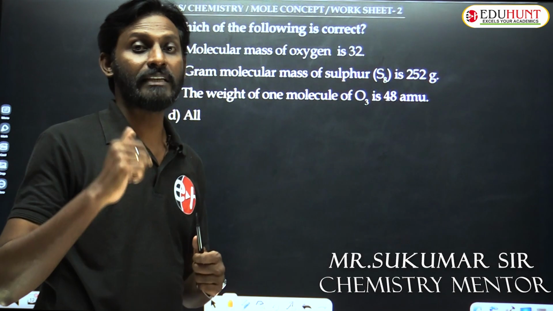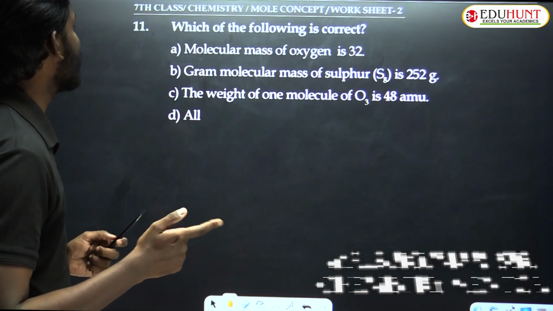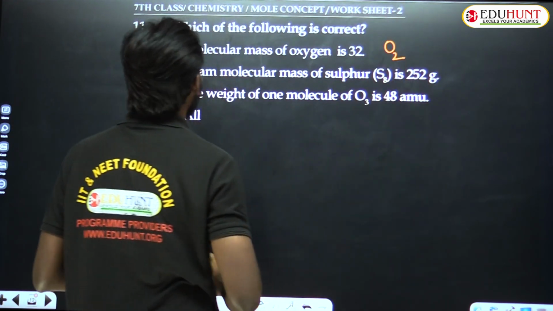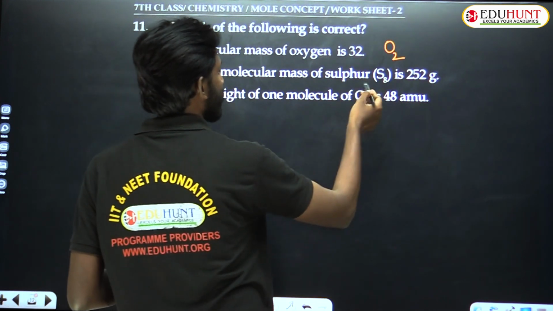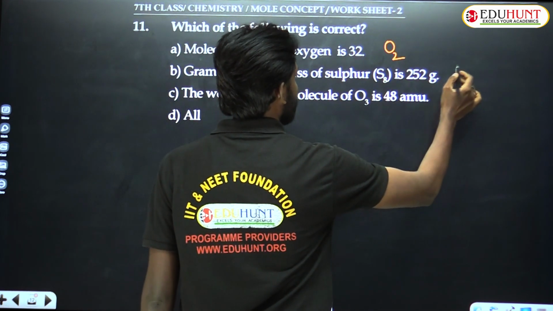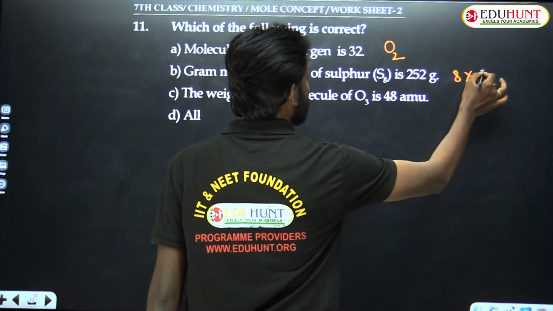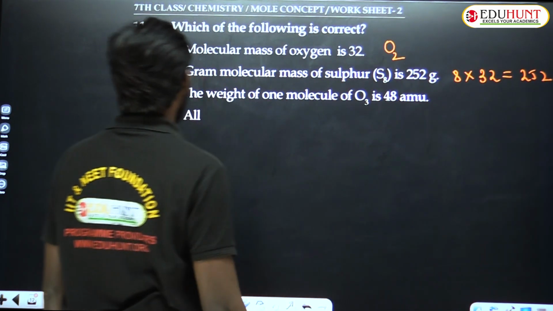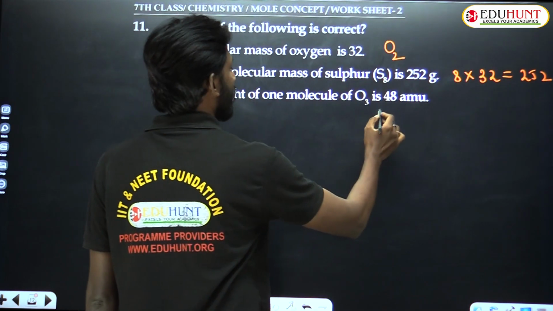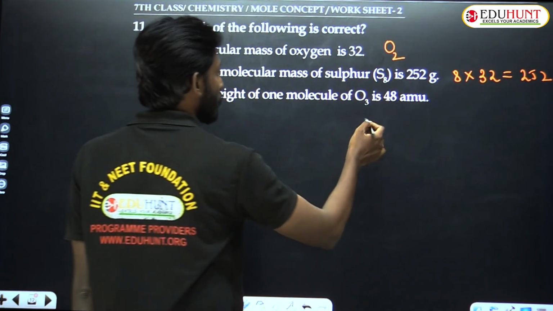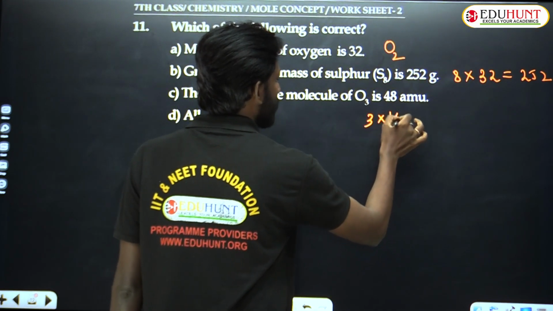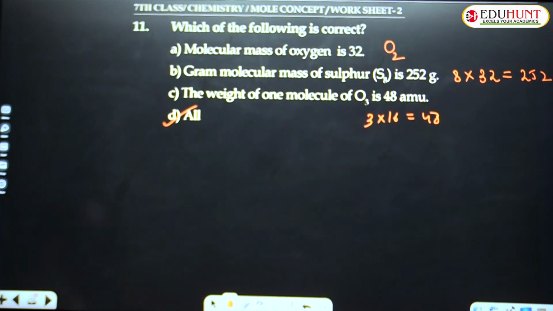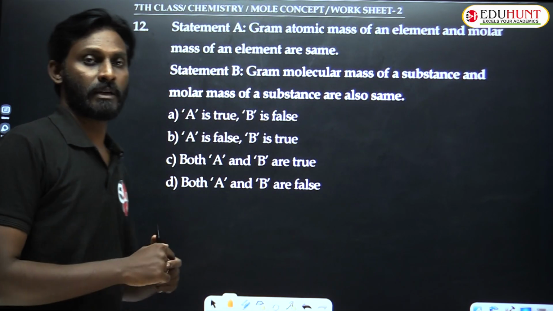Which of the following is correct? Molecular mass of oxygen is 32, so O2 is 32. Gram molecular mass of sulfur S8 is 8 into atomic mass 32, 8 into 32, 256. And the weight of one molecule of ozone, so 3 into 16, 48. So all are correct. Yes. Question number 12.